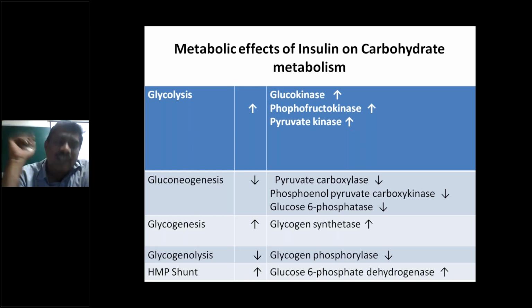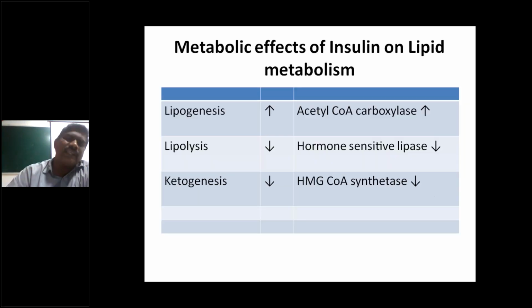Then coming to the HMP shunt pathway, glucose 6 phosphate dehydrogenase enzyme levels increase. In lipogenesis, acetyl-CoA carboxylase is the key enzyme, and acetyl-CoA carboxylase levels rise. And then coming to lipolysis: under the influence of insulin and during the well-fed condition, there won't be any lysis, only genesis of fat takes place.